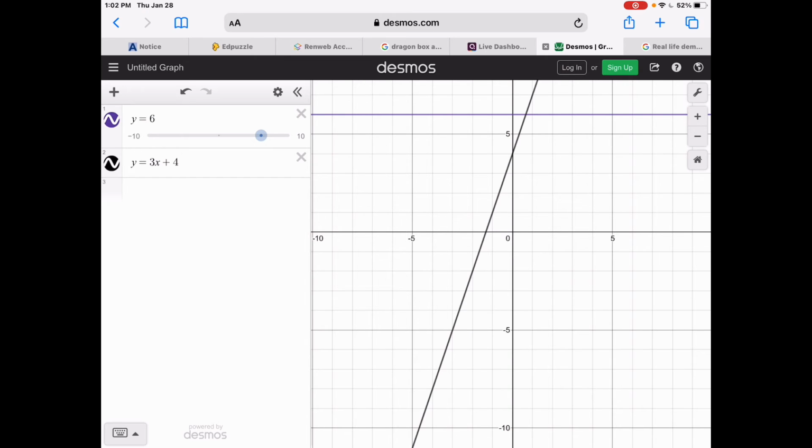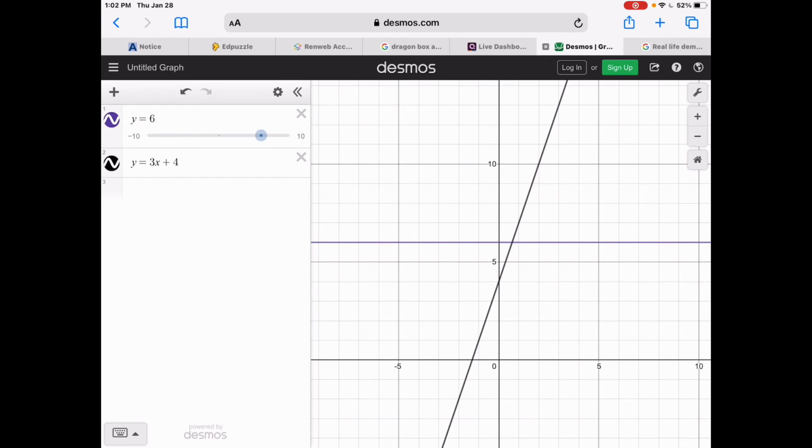I've already graphed one problem here. Let's see if I can remember which one that was. It was on page 338. It was number 10, and I graphed y equals 6. That's the purple line there. It's a horizontal line right through y equals 6. And y equals 3x plus 4 is the black line, and we can see that that does overlap.